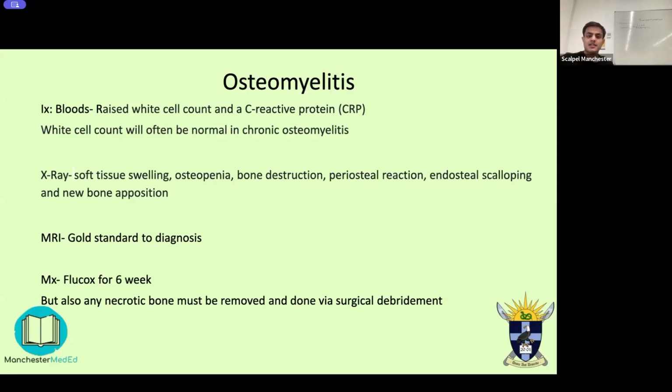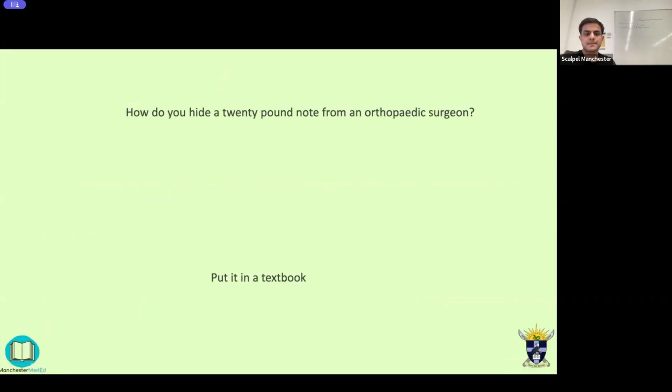And then how do you manage osteomyelitis? Flucox again for 6 weeks. I can't remember if that's oral or IV. But anyway, I assume that's probably oral because they're not going to keep someone in hospital for 6 weeks. But maybe that's something for next time. And anyway, necrotic bone must be removed, and that must be done via surgical debridement. And so that's quite important. You mention that if that comes up in an exam, it's a joint management between surgery and antibiotics.